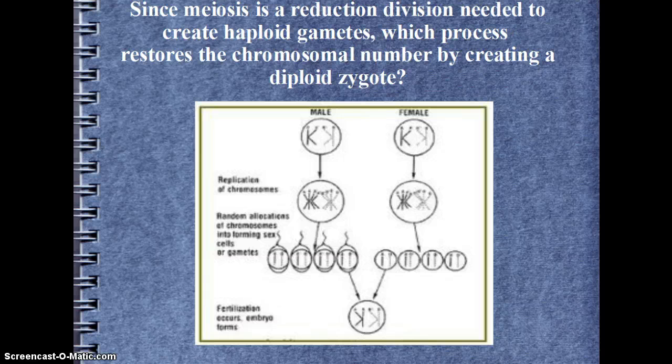Since meiosis is a reduction division needed to create haploid gametes, which process restores the chromosomal number by creating a diploid zygote? The process that restores the diploid number of chromosomes is called fertilization. The genetic contribution of each parent is given in a single string of genetic code. Through fertilization, the genetic material joins to form the diploid number as a gamete.